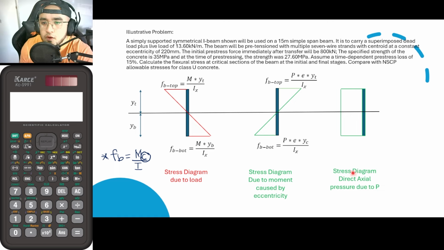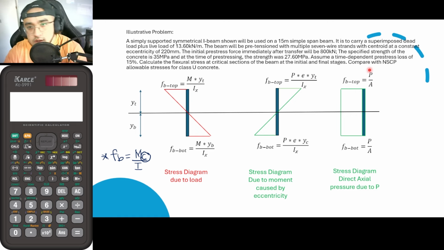So what about the stress diagram for direct axial pressure due to force P? What is the axial pressure? That is simply P over A. So with that, guys, the top and the bottom parts will both become P all over A. Okay, so now, which of these values will we choose? Actually, we will be making use of all of them, then we will be adding them. And that is now our stress.